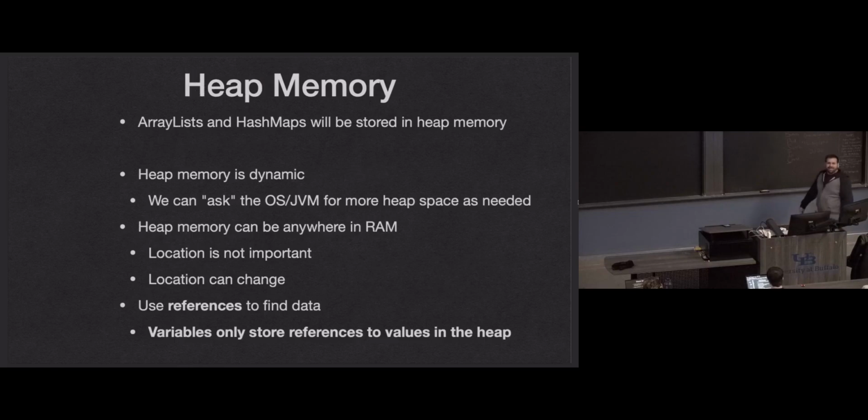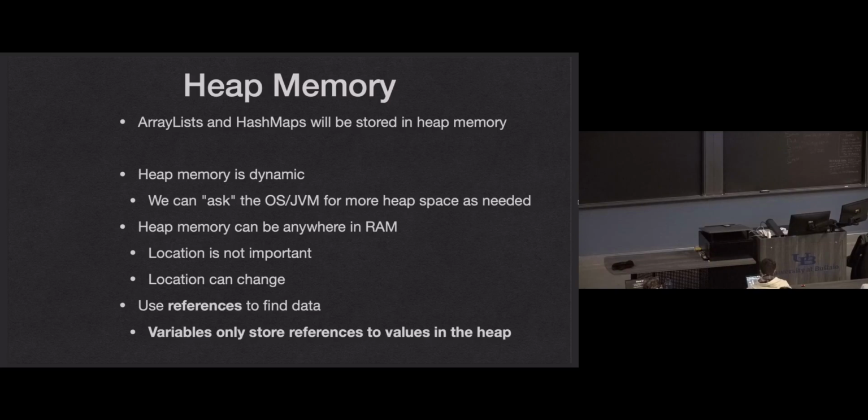The new topic today is heap space, and spoilers, array lists and hash maps are both going in the heap. This is our first use of heap space. The heap is different than the stack. The heap is more dynamic. The stack is one continuous block of memory, and we fill up each memory address available to us with the next variable and the next stack frame that we're going to put on the stack.